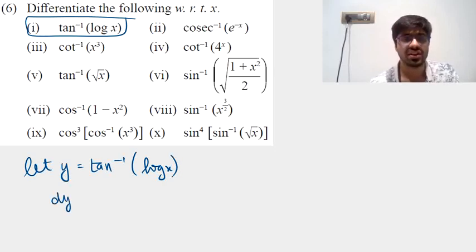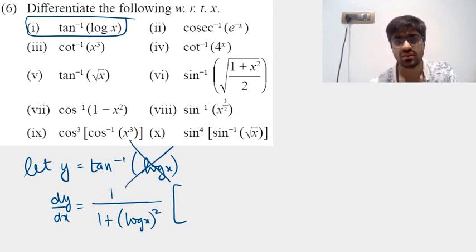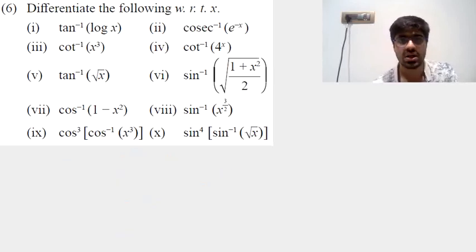And we finally have dy by dx as 1 upon 1 plus log x the whole square, because the derivative of tan inverse x is 1 upon 1 plus x square. So tan inverse x, its derivative is 1 upon 1 plus x square into the derivative of whatever had come in place of x, that is into the derivative of log x, which is 1 upon x. Yeah, that's the final expression of dy by dx. For the first question, we continue with the second one.